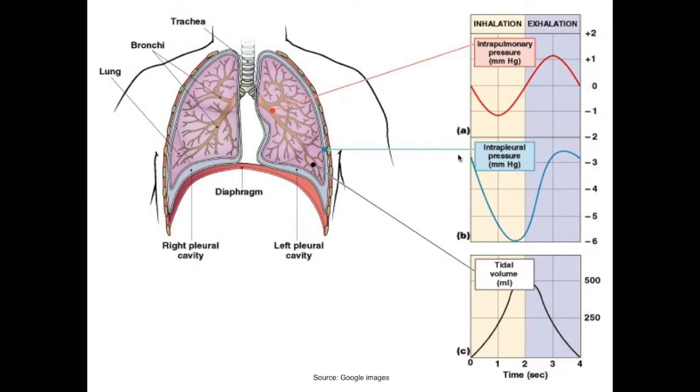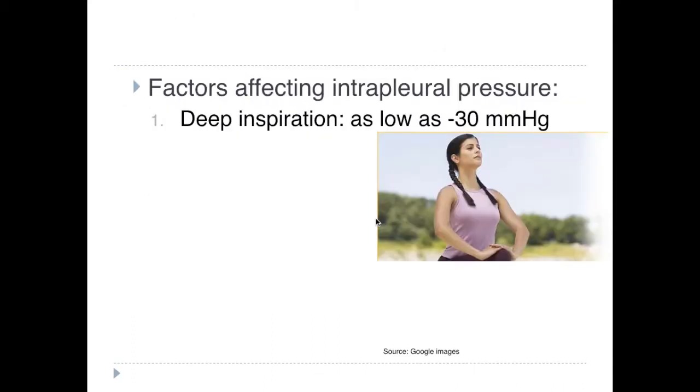Intrapleural pressure is always negative. At the beginning of inspiration, it is minus 5 centimeter of water. During inspiration, it becomes minus 7.5 centimeter of water, and again during expiration it comes back to minus 5 centimeter of water.